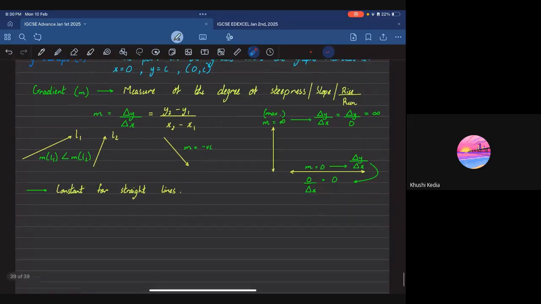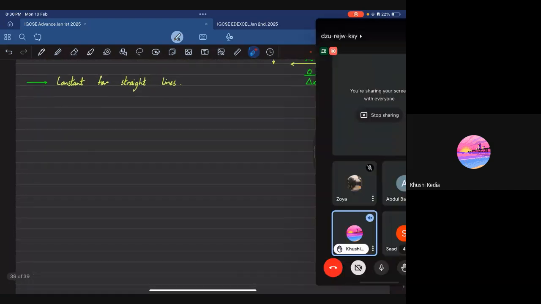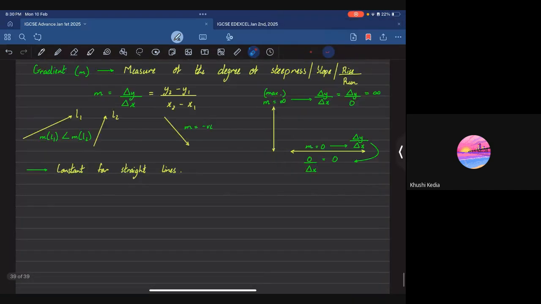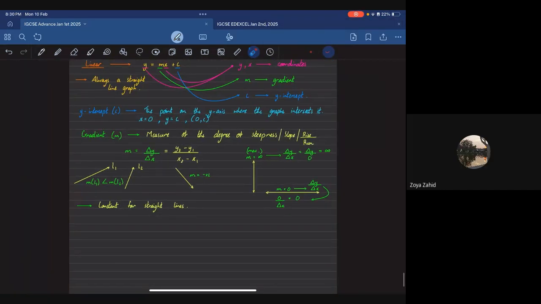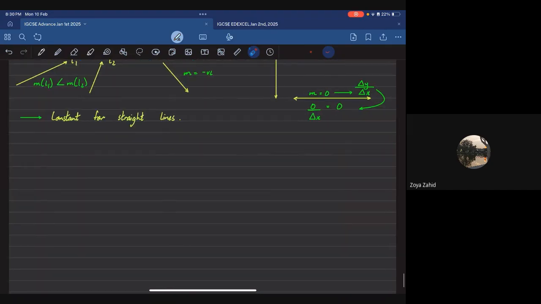All right. So simply, yes, sir. Sir, what are collinear lines? Collinear points. Oh, okay.